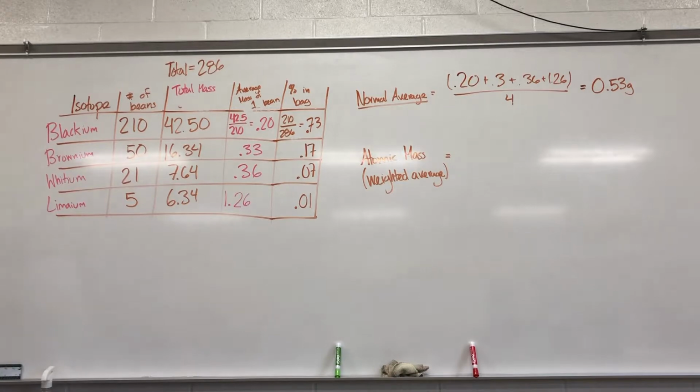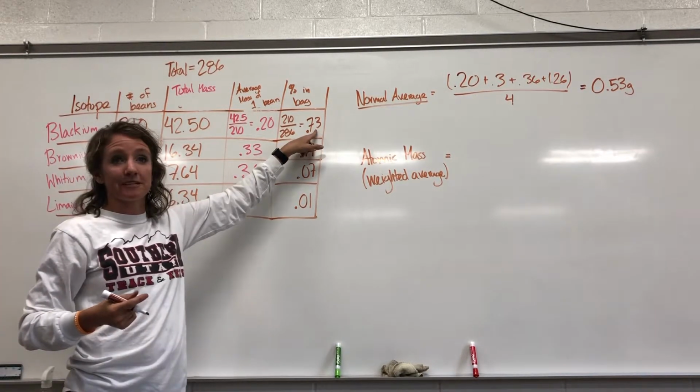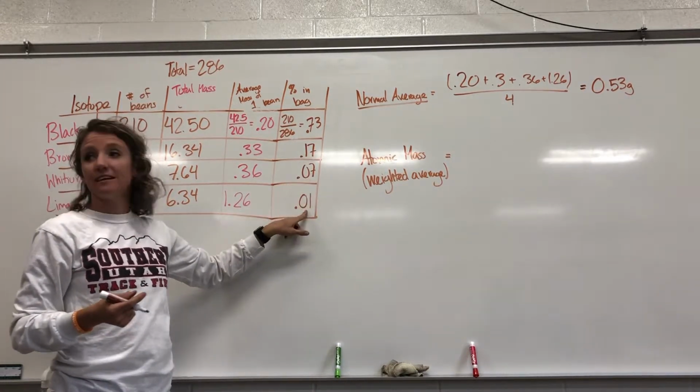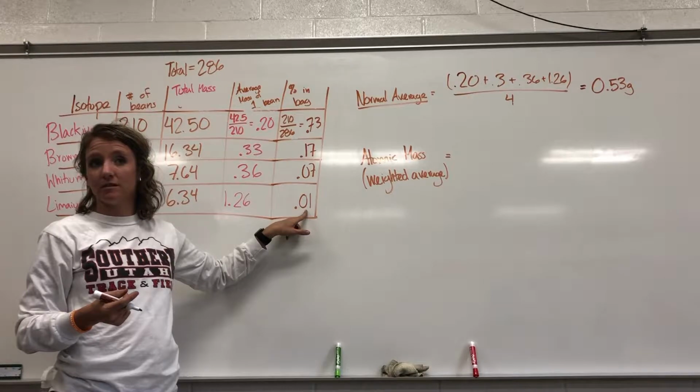Okay. Now, those are the percent abundances. To represent it as a real percentage, what do you have to do with a decimal? Move it over. Right, times it by 100, move it 2. So this is 73%, 17%, 7%, and 1%. The totals don't equal.